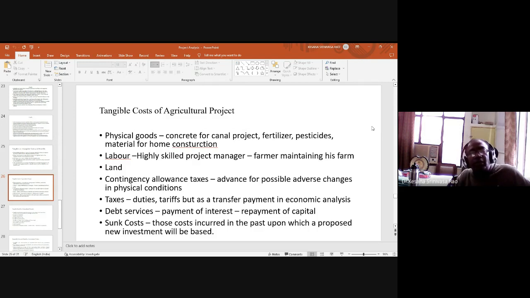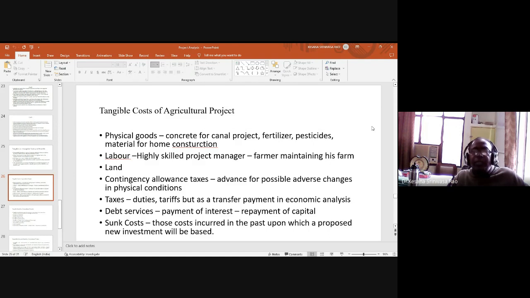Physical goods acquiring also you have to put some cost. Labor, if you want to hire, there is some cost which is tangible. Land also, if you want to operate, there is some tangible cost which you have to put in. Then contingency allowance: taxes also need the tangible cost. Advance for possible adverse changes in physical conditions. During that time, the contingency allowance is important. Then taxes, for example, duties, tariffs. So these two things also you have to consider as a tangible cost.